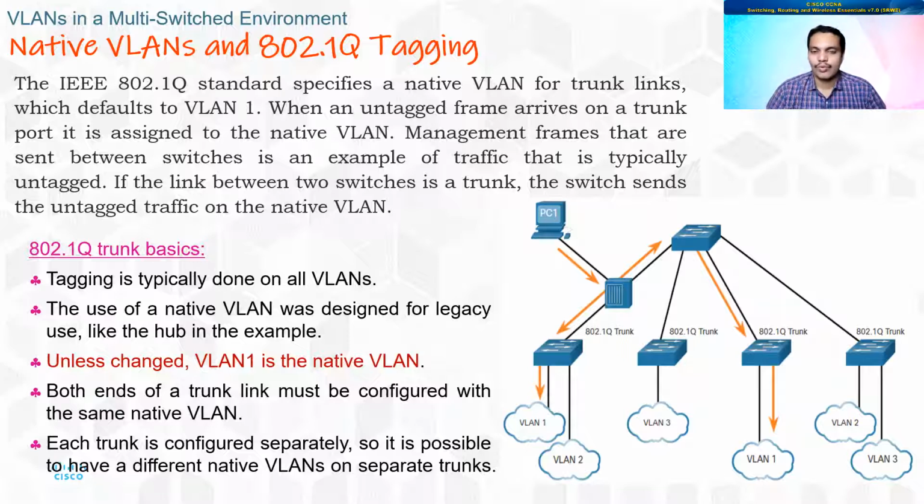The use of native VLAN was first designed for legacy use, in case when you are talking with hubs. Unless you specifically change it, VLAN 1 is the default native VLAN. Both ends of the trunk link must be configured with the same native VLAN. The number cannot be different from one end to the other end. Each trunk is configured separately, so it is possible to have different native VLANs on separate trunks.